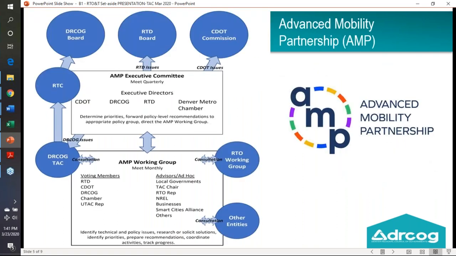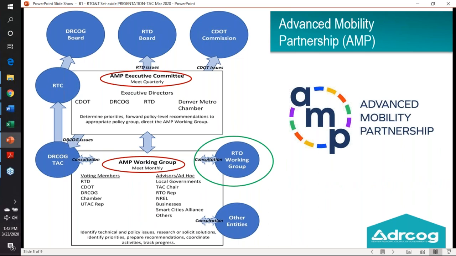In diagram form, very detailed here, it really highlights the two components of the AMP. First, there is the executive committee that's made up of reps from CDOT, DRCOG, RTD, and the Denver Metro Chamber. And then there's the AMP working group, and they've been meeting monthly, and there are several different entities on there. We did have a question about the UTAC acronym there, and that is the University Transportation Alliance of Colorado. That whole group is made up of several members from some of the transportation centers at the universities around the state. And Wes Marshall has been serving as the rep for that group on the AMP working group.